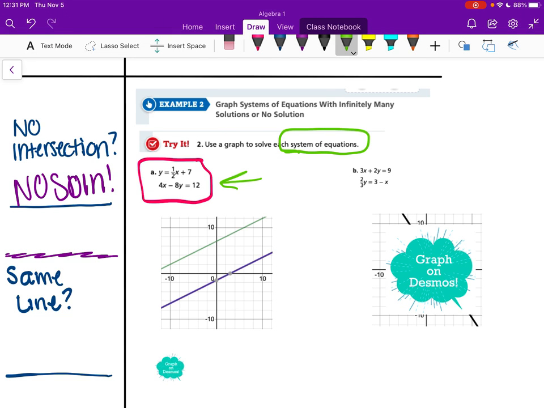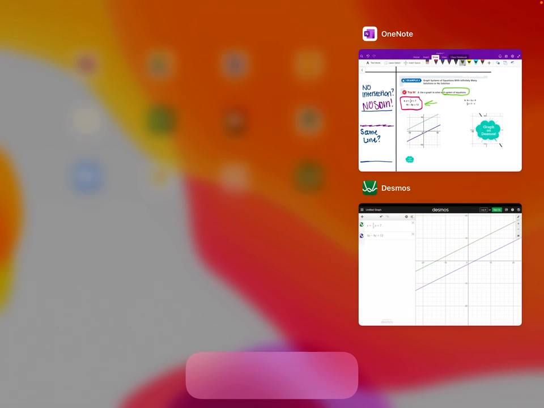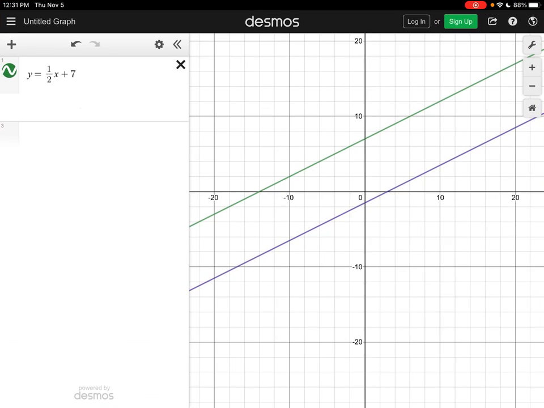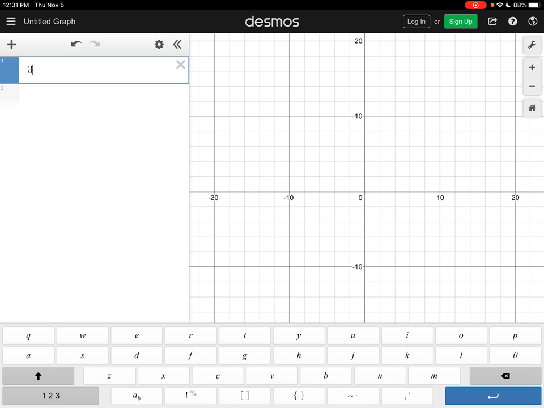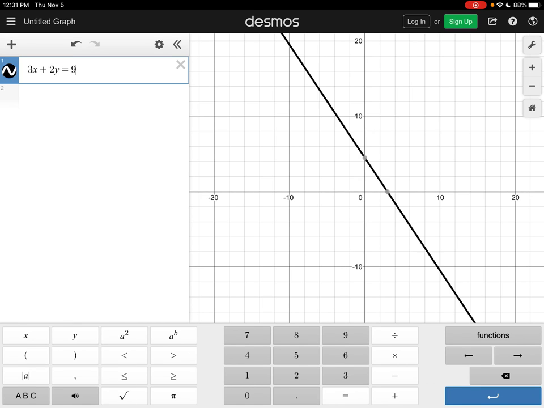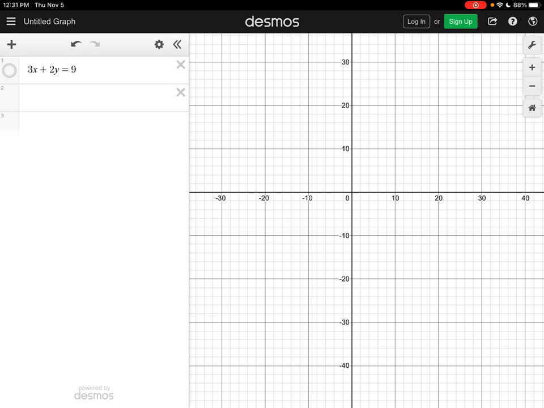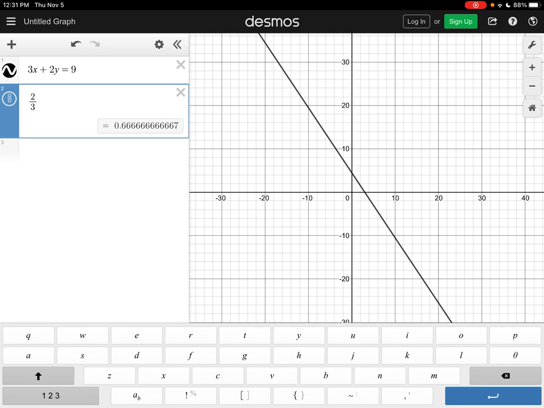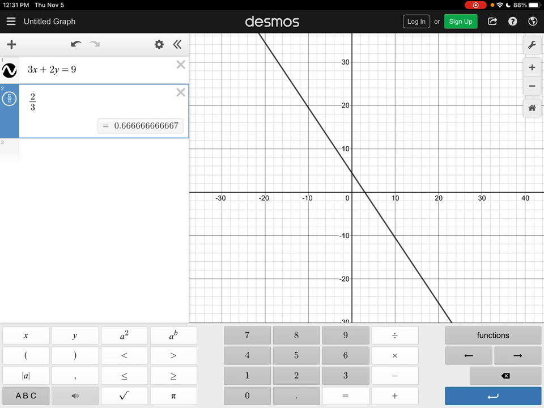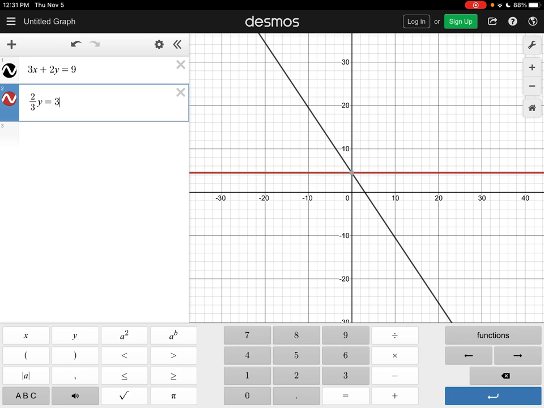Okay, well, let's look at part B. Let's graph those. So I'm going to go back to my Desmos and exit that out. I'm going to graph the first one, 3x + 2y = 9. All right, so that line is the black line. This line is going to be a different color. Let's see, it says 2/3 y. Well, I don't want that y in the denominator, so I need to arrow over. Okay, there we go: 2/3 y = 3 - x.